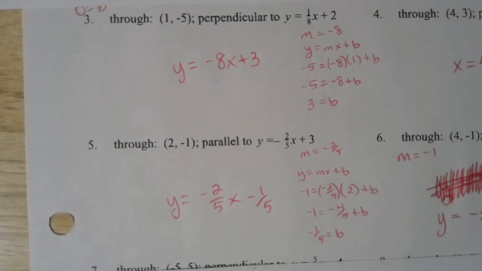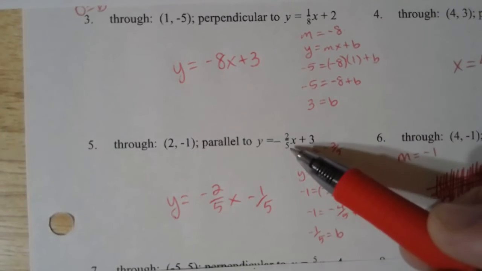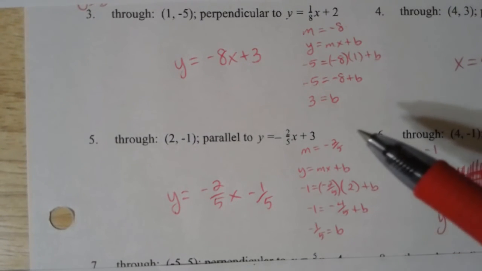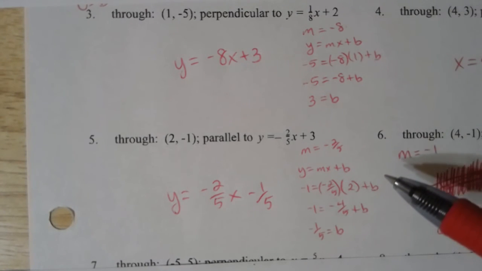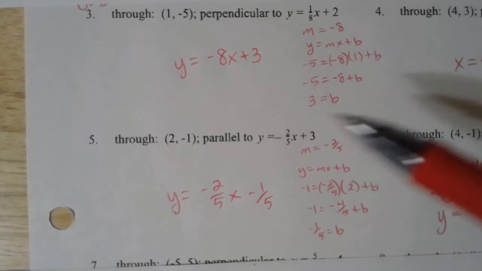Now let's look at writing an equation of a parallel line. Number 5. We need to write the equation of the line that passes through the point (2, -1) and is parallel to the line y = -2/5 x + 3. Well, if two lines are going to be parallel, their slopes need to be identical. So the slope of my original line is -2/5, and the slope of my new line needs to be -2/5. So now I've got my slope, -2/5, and I've got my x and my y.